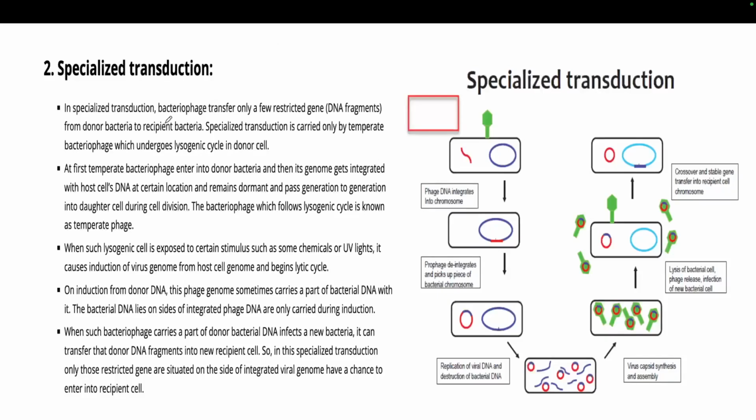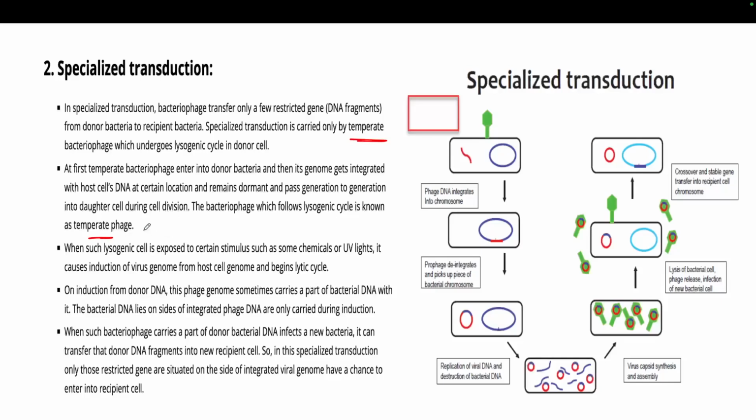In the case of specialized transduction, the bacteriophage transfers only a few restricted genes from the donor bacteria to the recipient bacteria, and this type of transduction is specialized because it happens with the help of a temperate bacteriophage, okay, which undergoes the lysogenic cycle in the donor cell. At first the temperate bacteriophage enters the donor bacteria, and then its genome gets integrated with the host cell DNA at a certain location, and remains dormant and passes generation to generation into daughter cells during cell division. The bacteriophage which follows the lysogenic cycle is known as the temperate phage, okay.